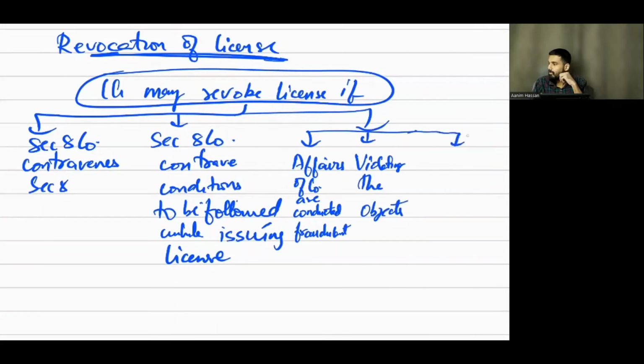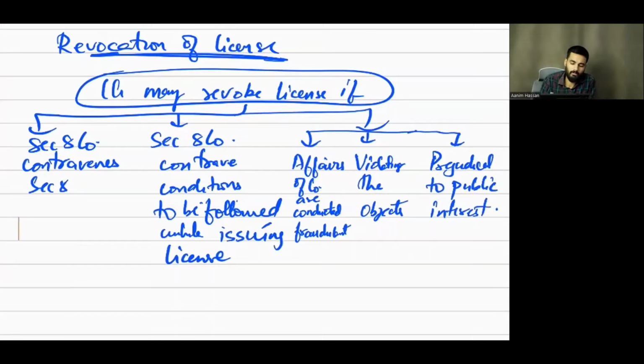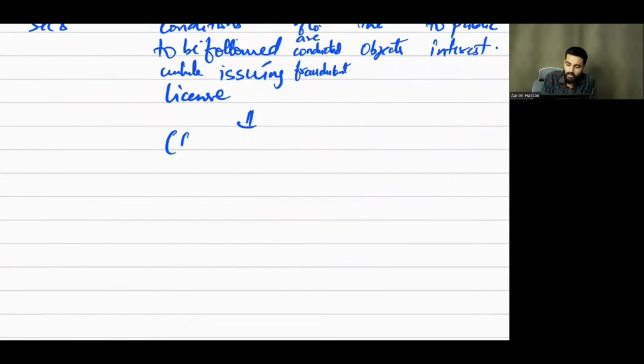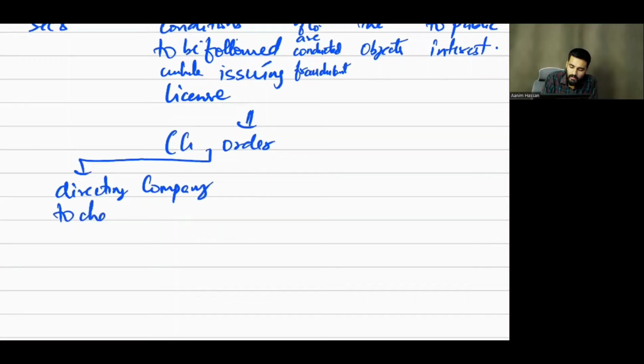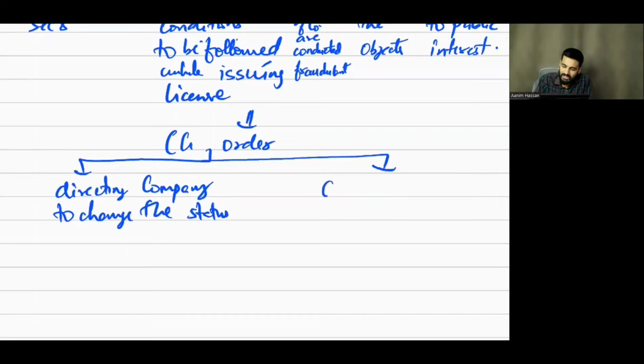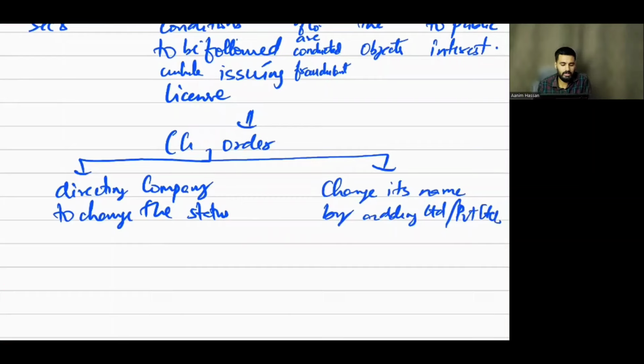Or next point, anything which is prejudicial, negatively affecting the public interest. In this case, CG may revoke the license. And CG will also give an order directing the company to change its status. After that, they will order it to change its name. How? By adding either limited or private limited.